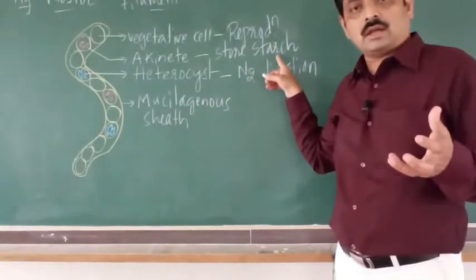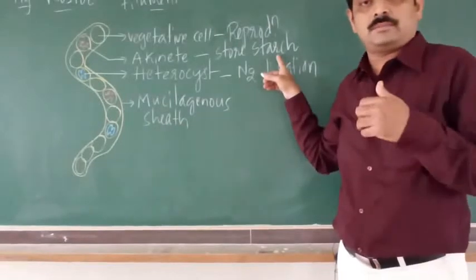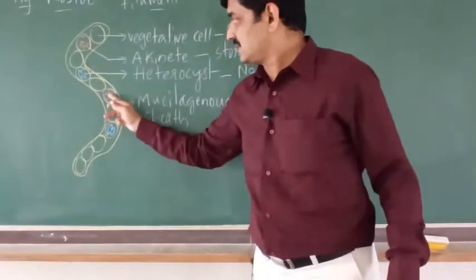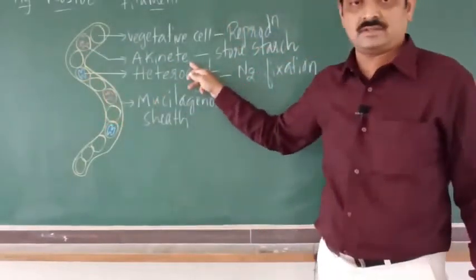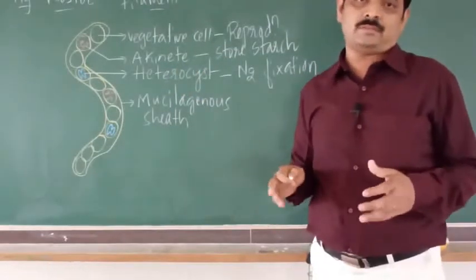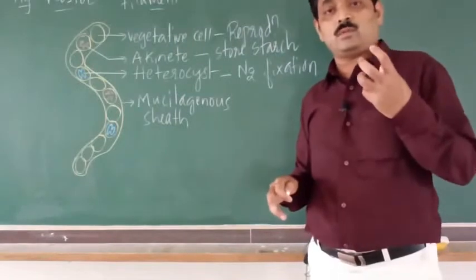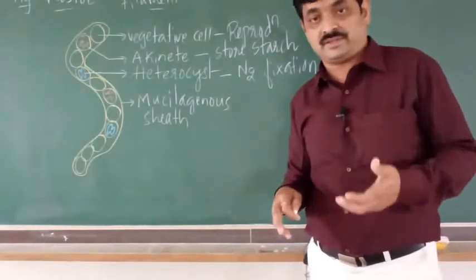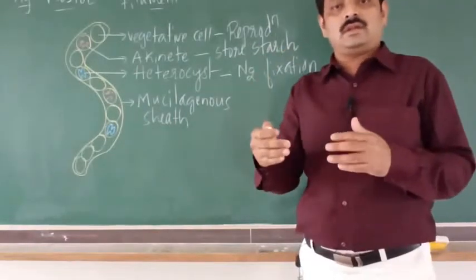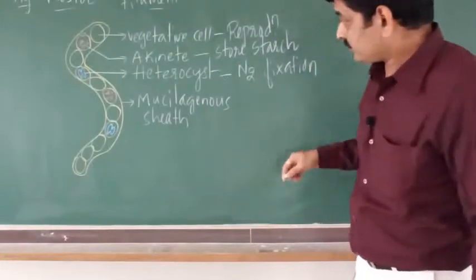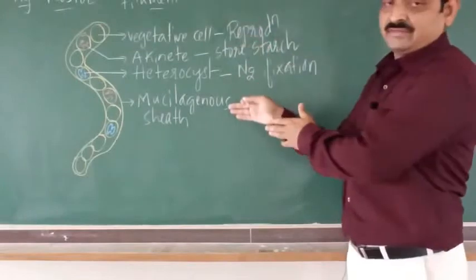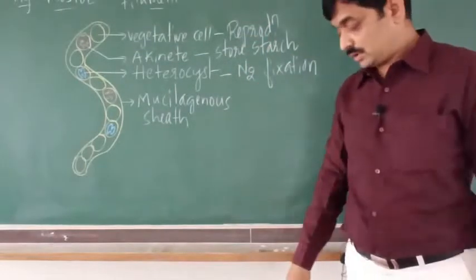Starch is a type of reserve food material that is produced by photosynthesis, and that food is stored in these cells. So these cells which store food are called akinetes. Heterocyst is mainly involved in nitrogen fixation, means these cells convert atmospheric nitrogen into nitrates. So such cells are called heterocysts, and that function is called nitrogen fixation. So that is about the structure of Nostoc and the functions of different cells present in Nostoc.